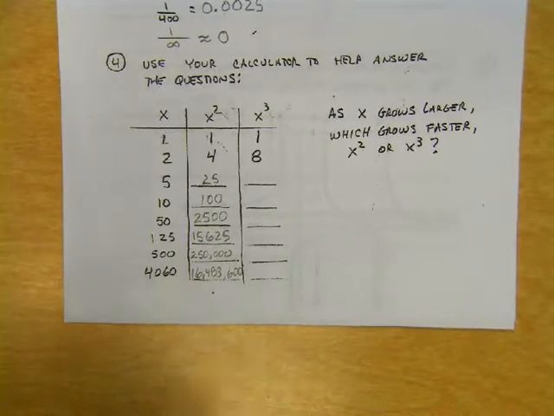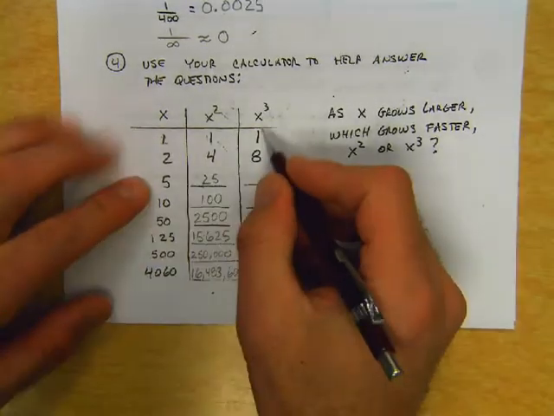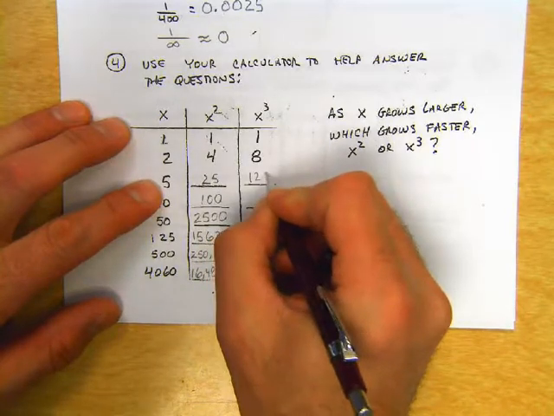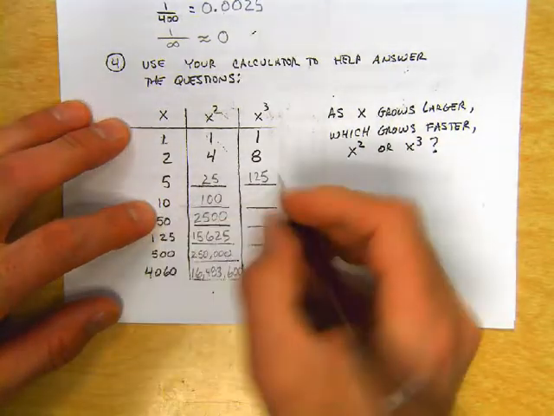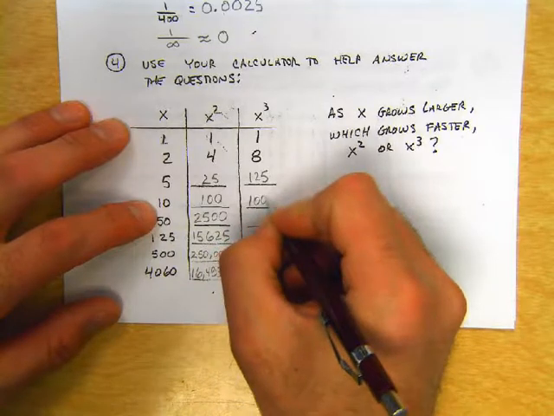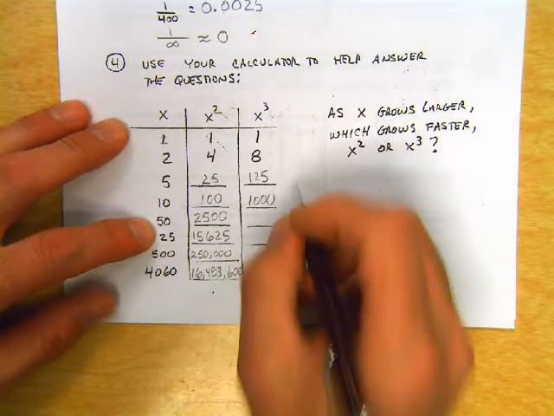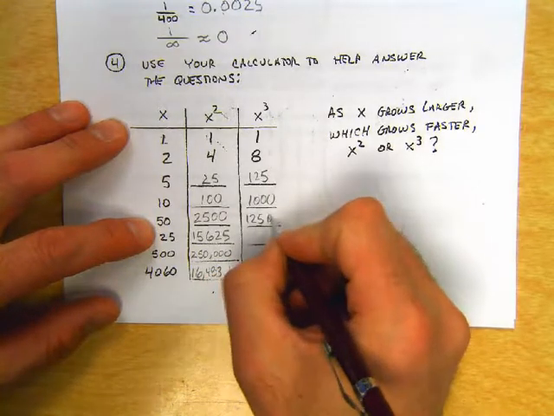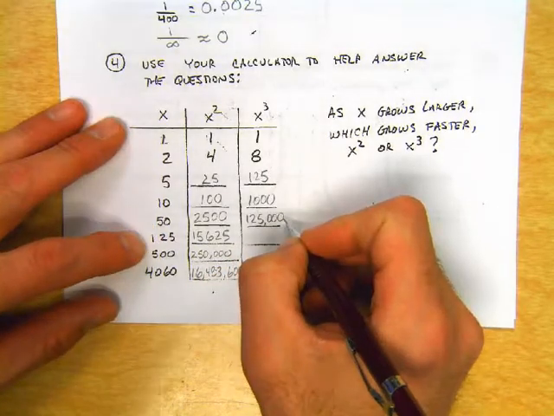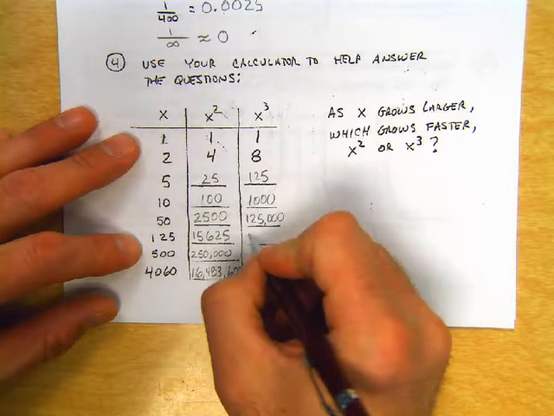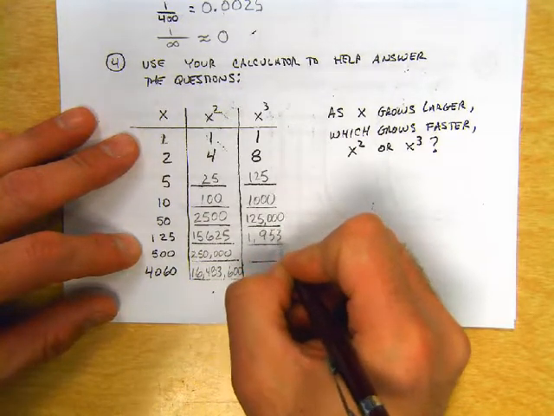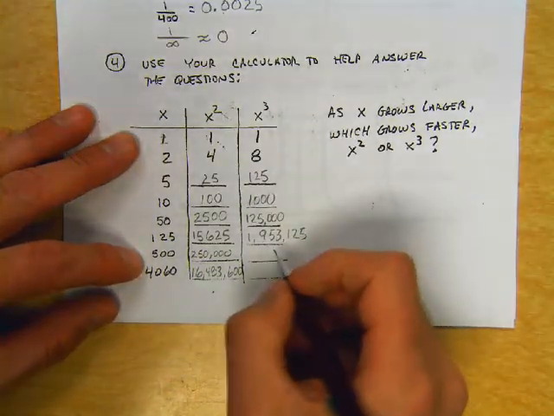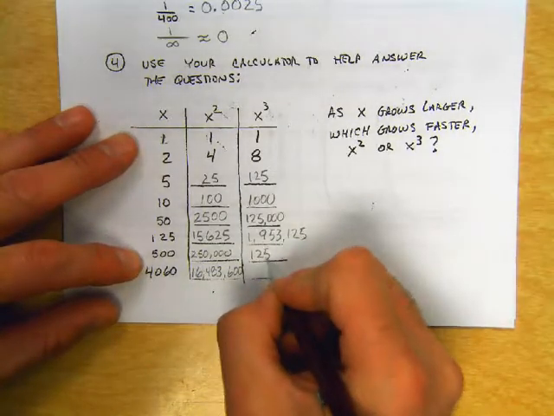Okay, now let's do cubed. 5 cubed, I know that one's 125. I'll just write them in here. 10 cubed is 1,000. These I know in my head. The rest of them, not so much. 125,000. 1,953,125. And then 125 million.